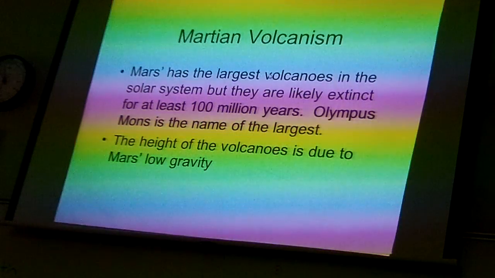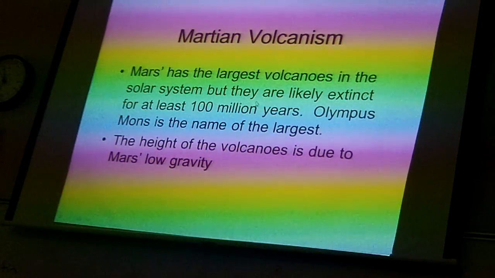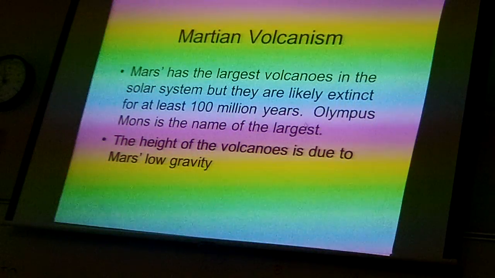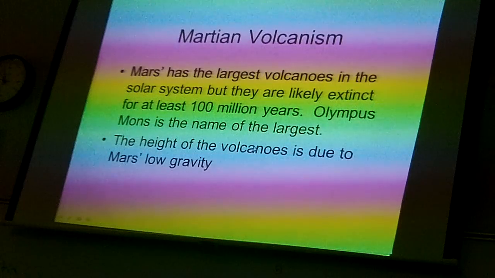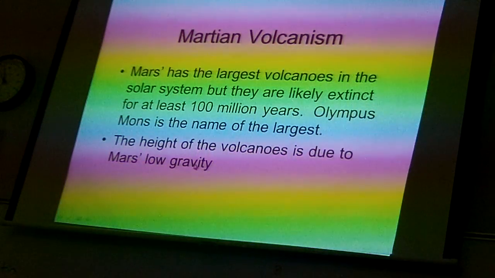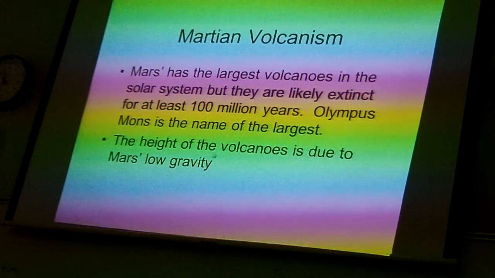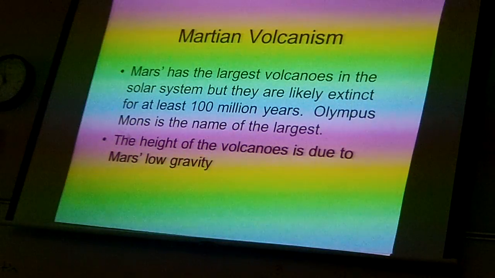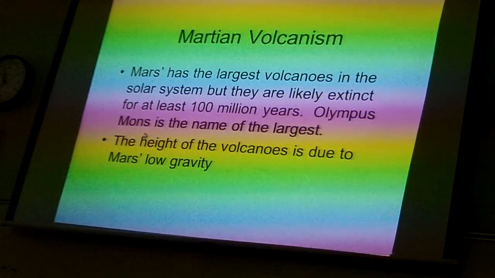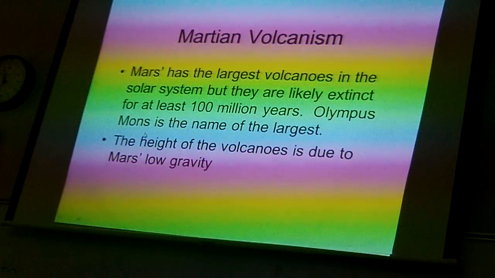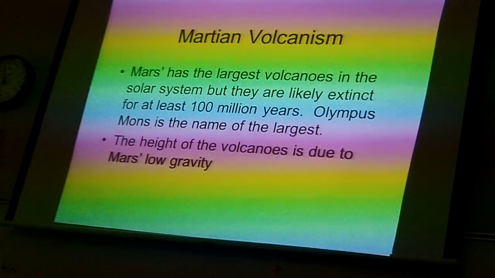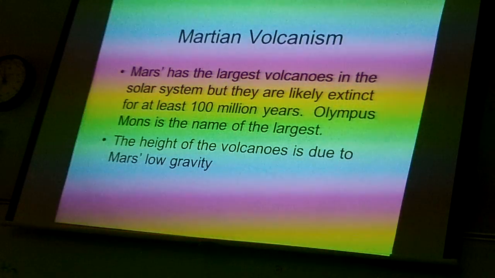So like I say, Mars has the largest volcanoes in the solar system. They're extinct for at least 100 million years. Olympus Mons is the largest. The height of the volcanoes is due to Mars' low gravity. Does Mons mean volcano? Mons means mountain. And many mountains are volcanoes. That's how they got there. Not all of them though. Some of them formed by plate tectonics here on Earth.